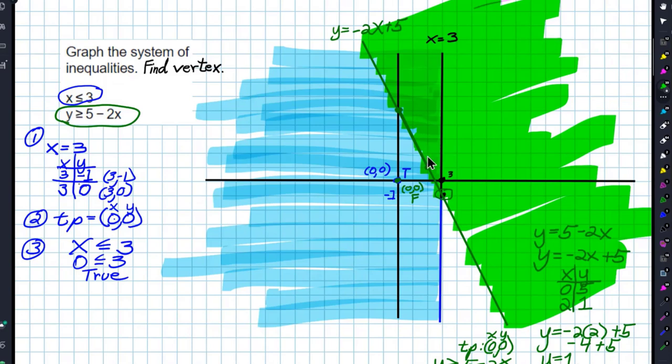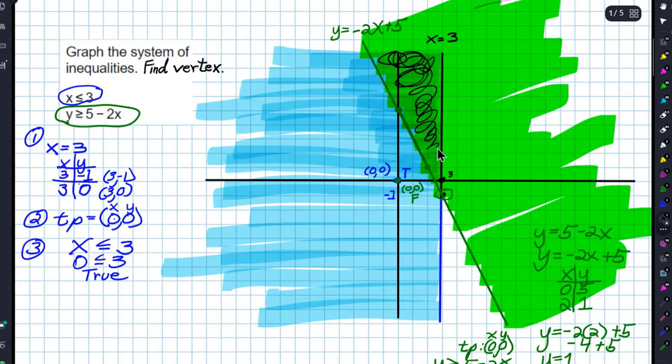Notice that the only places, now the blue is there, but you can't see it. So I need to make this less opaque, but it's too late now. So let's just put our blue back where it was. And we'll be able to see for sure where the overlap is because it's darker. This area in here is the solution to the system of linear inequalities.